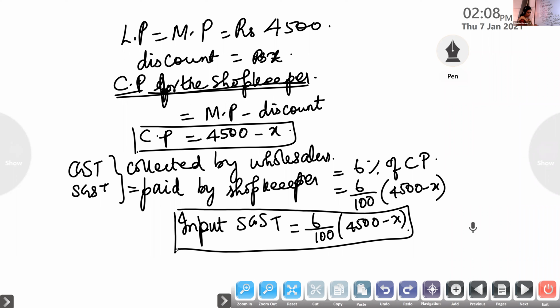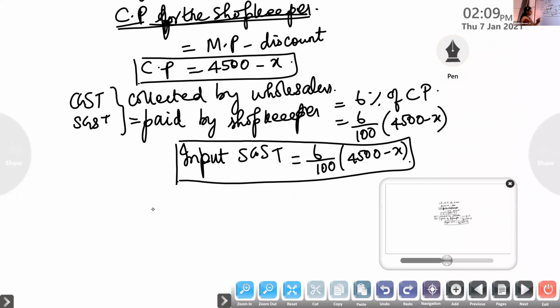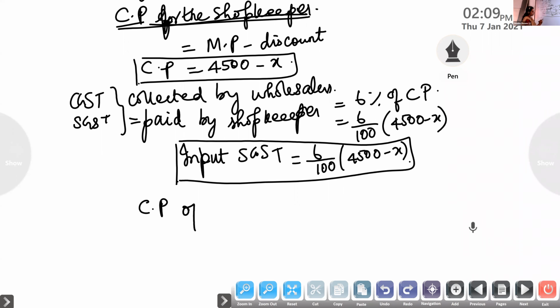Now what is the next sentence? Read the next one. The shopkeeper sells the article to a consumer at the list price. So what is the cost price for the consumer? It will be the same as the list price, which is rupees 4,500.